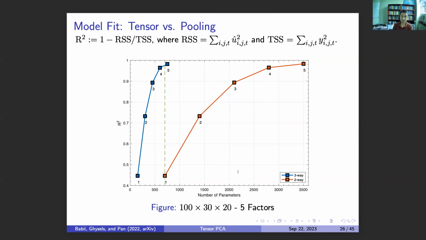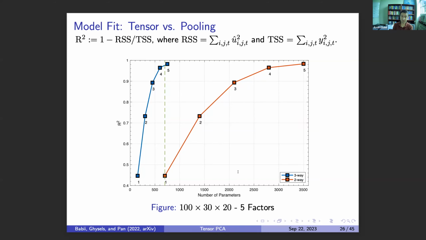So first, in simulations, we will look at how well the model fits the data. And here, the blue curve is what we get with our approach, and the red curve is what we get with the naive pooling approach. So what we see here is that for a fixed number of parameters, our model fits the data much better.